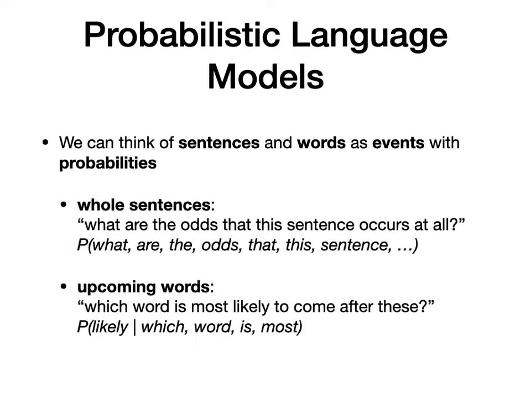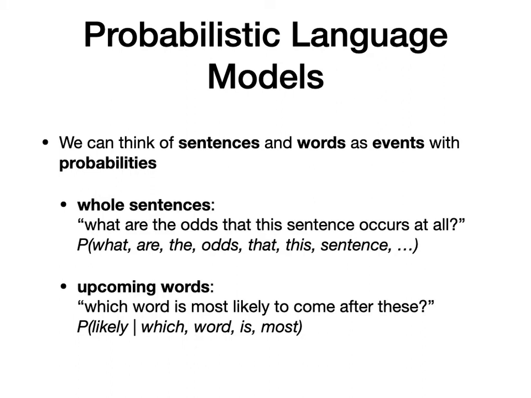We can think of sentences and words, as you're hearing them right now, as events with probabilities. Think about the sentences flowing forward in time. So we can think about the probability of an entire sentence. What are the odds that this sentence occurs at all? We would be connecting all of these probabilities together.